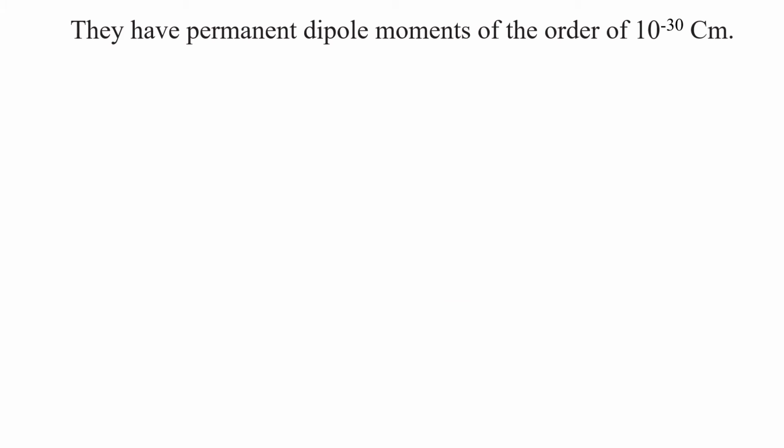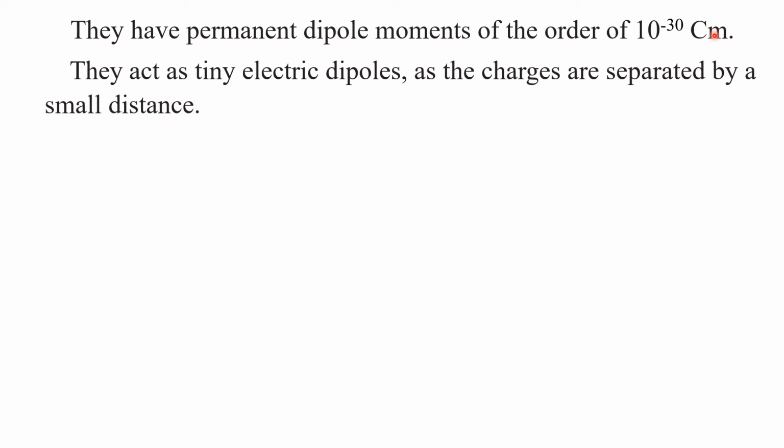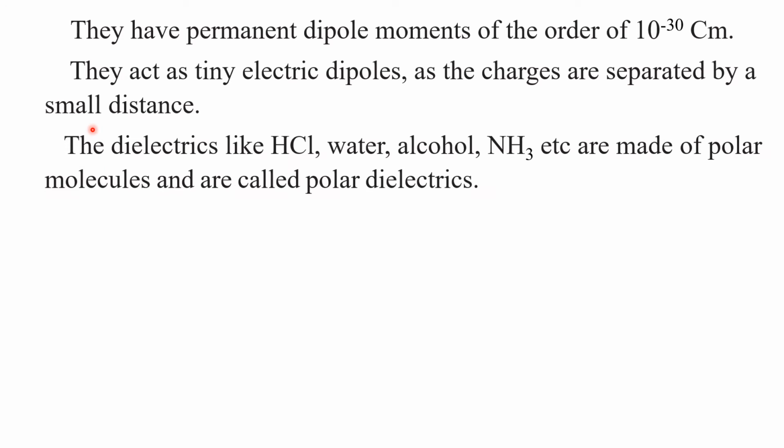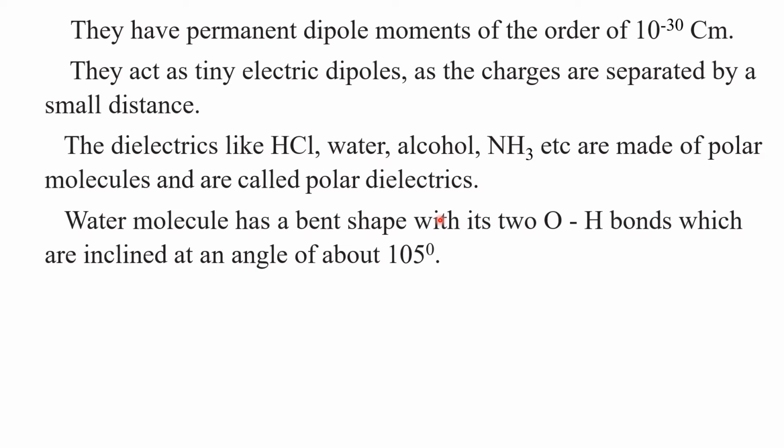Polar molecules have a permanent dipole moment of the order of 10 raised to minus 30 coulomb meter. They act as tiny electric dipoles as the charges are separated by a small distance. Dielectric materials like HCl, water, alcohol, ammonia, etc. are made up of polar molecules and are called polar dielectrics.